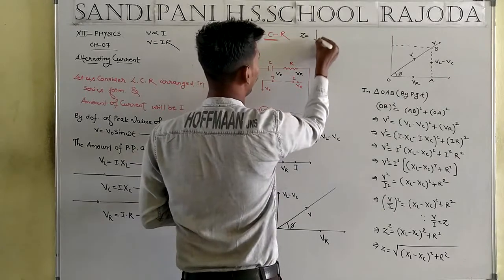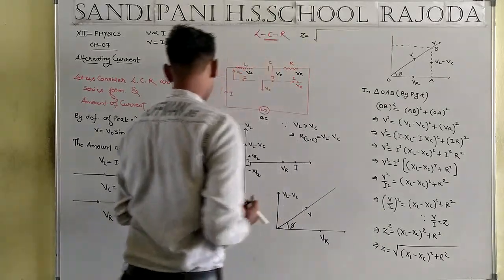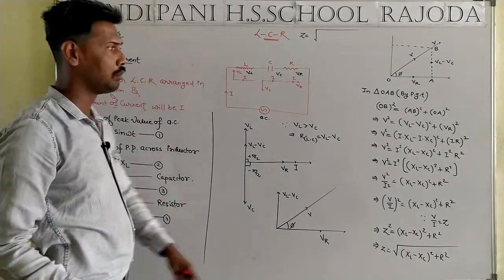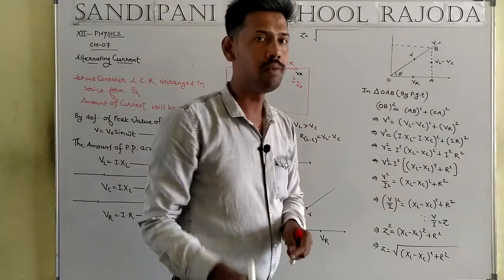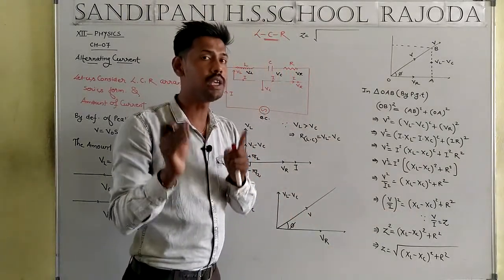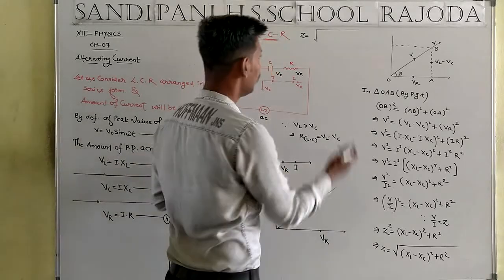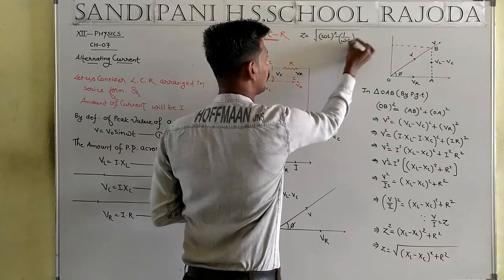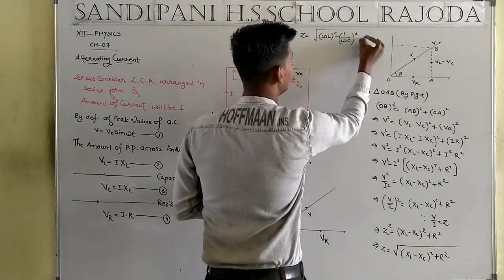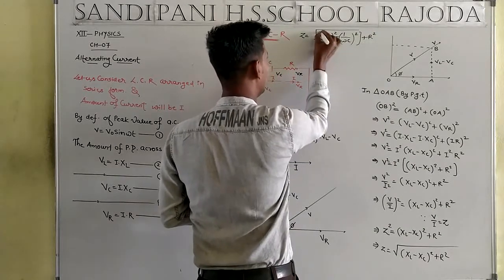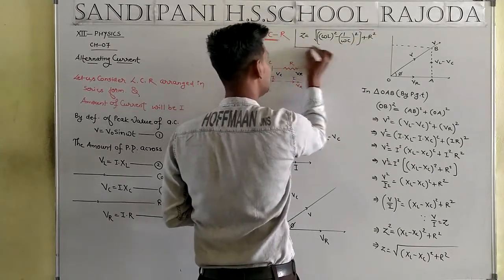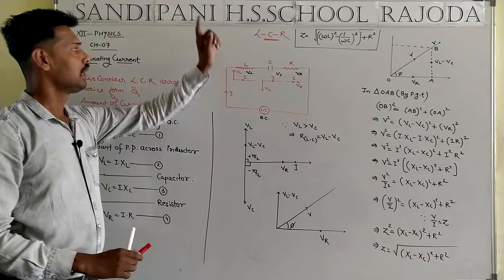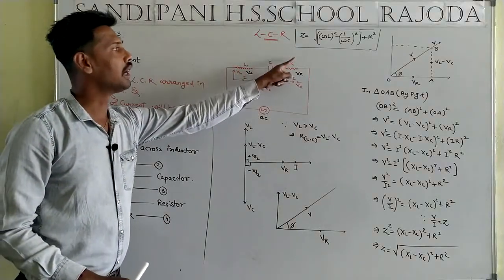Capital Z will be equal to under the root XL. What is the meaning of XL? You know that very well. XL will be equal to omega L. I just explained the complete basics. XL will be equal to omega L and XC equal to 1 by omega C. So here (omega L) square and (1 by omega C) whole square, then after plus capital R square. This is the final expression which defines the impedance of a circuit which consists of L, C and R in the series form.